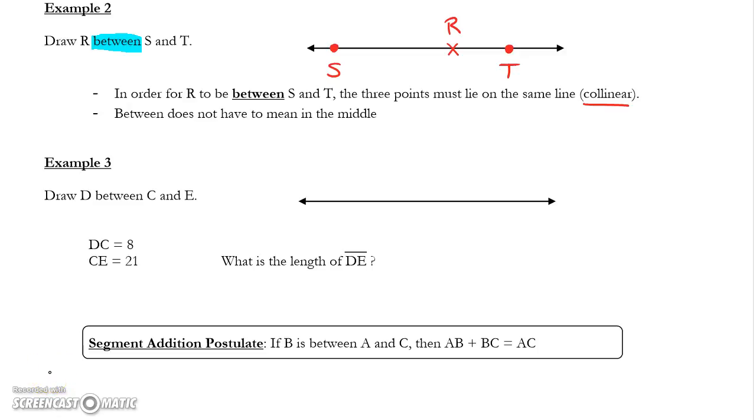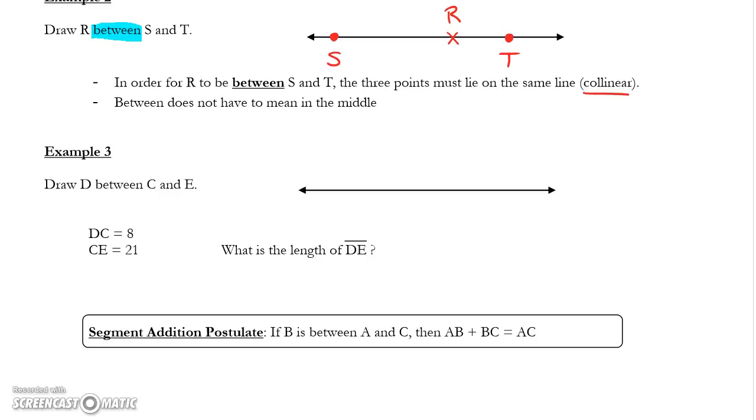Okay. Take that and apply it in example 3, where they tell us to draw point D between points C and E. They're asking us to put on this line endpoints of C and E with point D somewhere in between. It does not have to be the middle. If I see the word between, I try to avoid the exact middle because I don't want to trick myself into thinking it's the midpoint or it's in the exact middle. So I might put it a little closer to one of my endpoints.